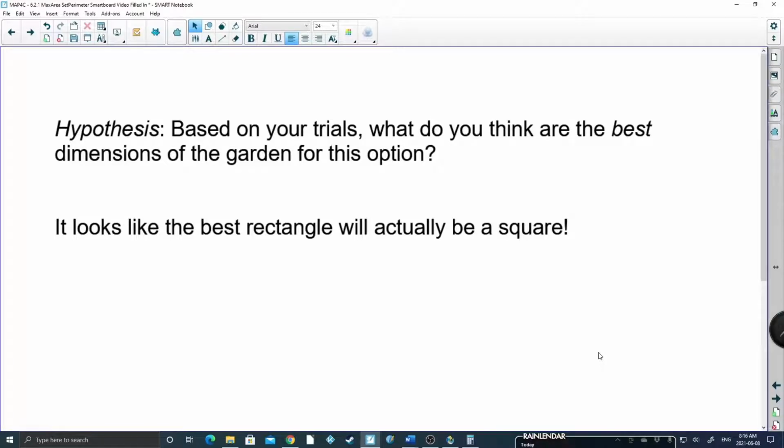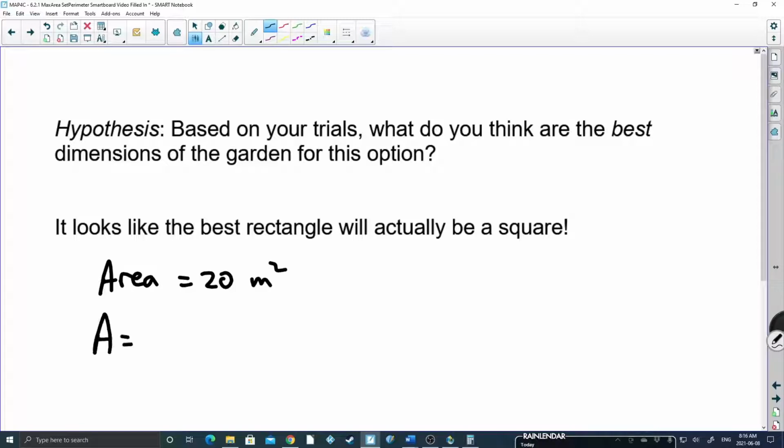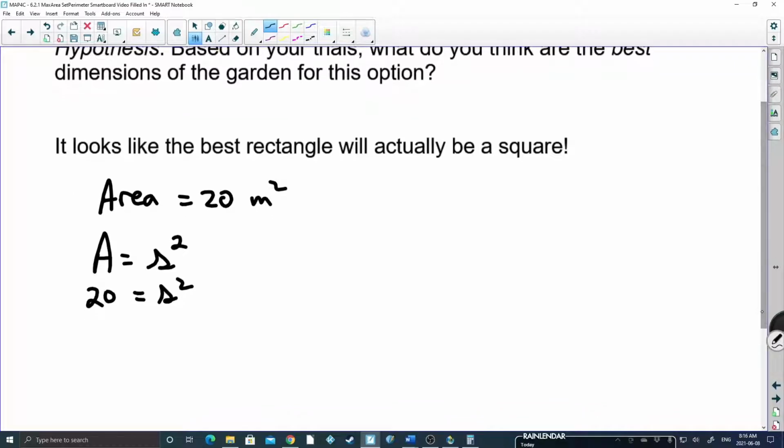So in this case, let me just get my pencil ready here. Because we are trying to get an area of 20, and because we know that our shape is a square, we know that the area of a square is length times width, but the two things are the same, so we usually say that that's side squared. That means that I can replace the A here by 20, and I can calculate the best side length for this square by square rooting. So I'd have to square root 20 to get my side length.